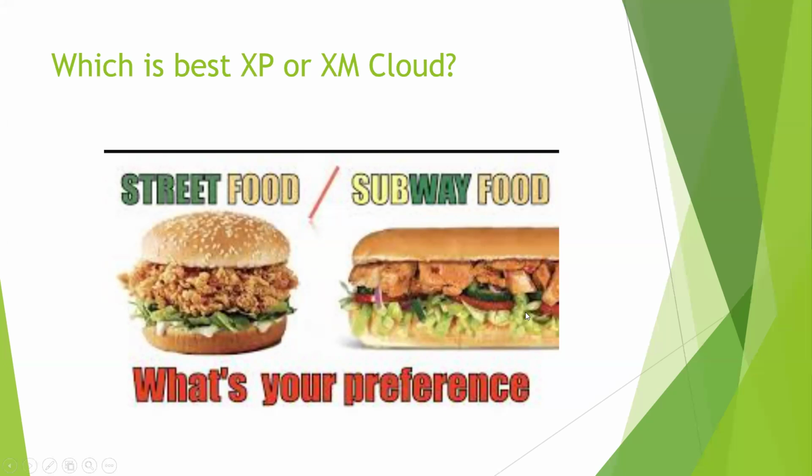But when I go to Subway, I can customize based on my concern, my taste, my health, whatever it is. I can choose my bread, my veggies, my sauce. If I like sweet onion, I can choose sweet onion. Likewise, XP and XM Cloud are different. What you choose, you can pay for.